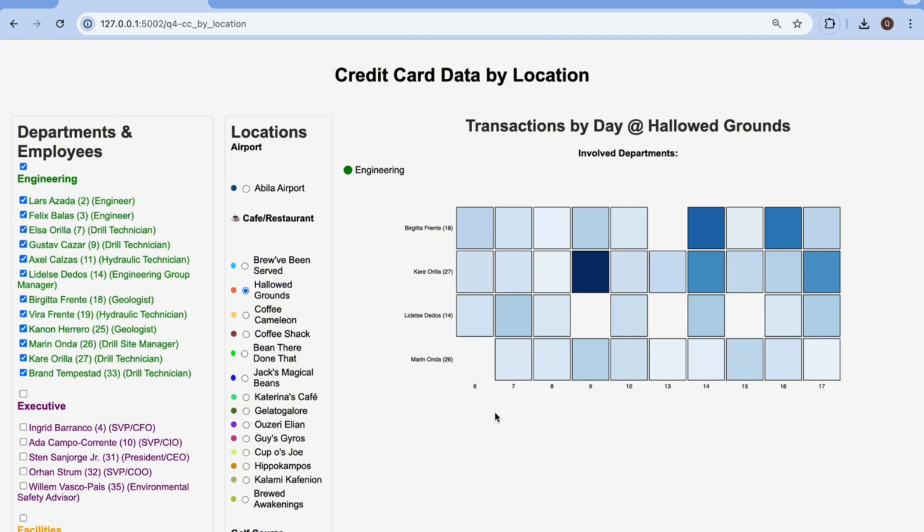The x-axis shows the dates, and the y-axis shows the employees and their card numbers. The darker the square, the higher they're spending on that day at that location. It's a great way to catch overlapping visits or abnormal spending behavior.